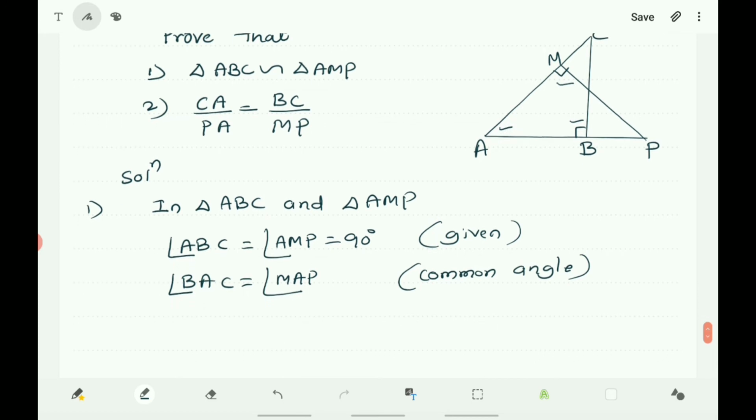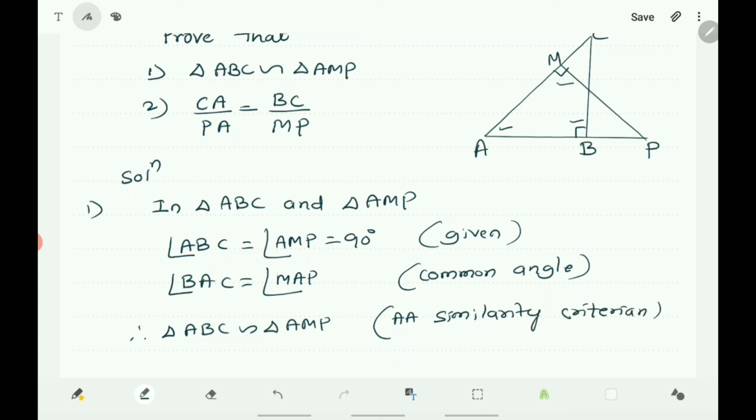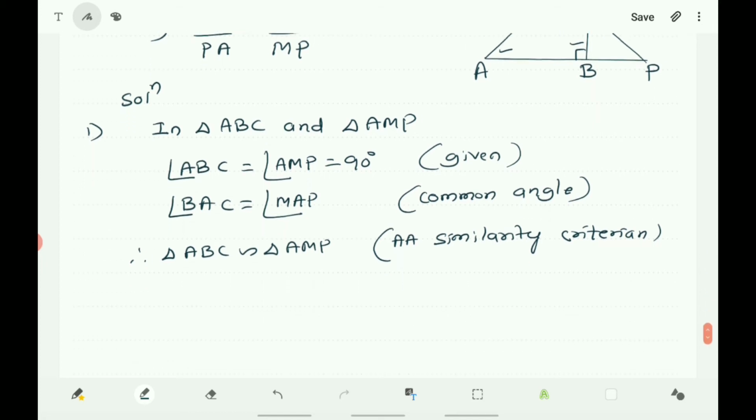And next you can write, therefore triangle ABC is similar to triangle AMP. Two angles are enough to prove that two triangles are similar. You got the two pairs of equal angles here in triangle ABC and triangle AMP. So which criterion of similarity is used here? AA similarity criterion. So you got the first one. Next, the second one.